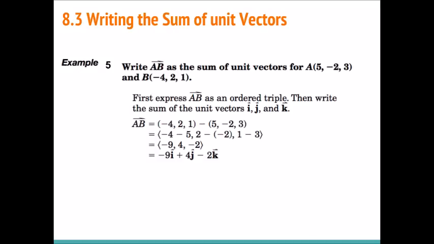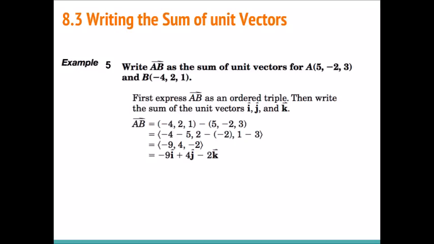Writing the sum of unit vectors. Write AB as a sum of unit vectors for A (5, -2, 3) and B (-4, 2, 1). So first, you need to express the vector AB as an ordered triple, and then you need to write the sum of unit vectors. So i is the x coordinates, j is the y coordinates, and k here is the z coordinates.